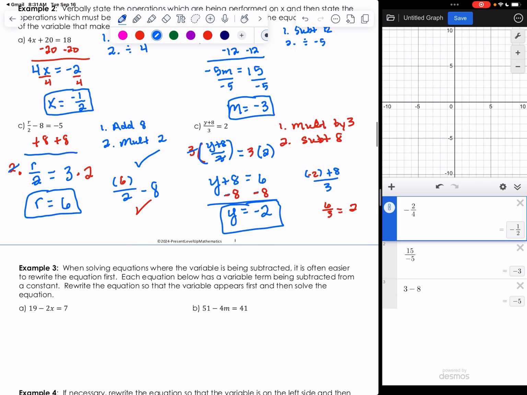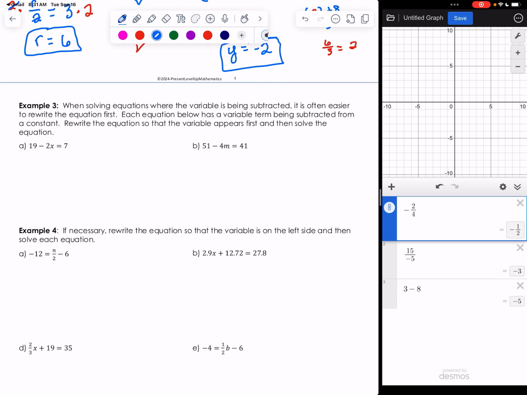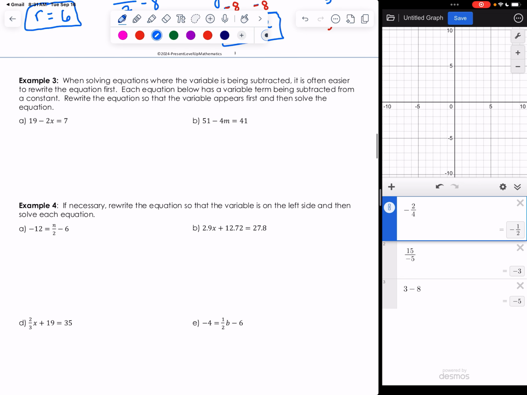Now, sometimes when you're solving problems, you're going to encounter situations where the variable is being subtracted. It's often easier to rewrite equations like that before you begin to solve it. So look at problem 8. We have 19 minus 2x, so they're subtracting the variable. I like to rewrite these as negative 2x plus 19 equals 7.